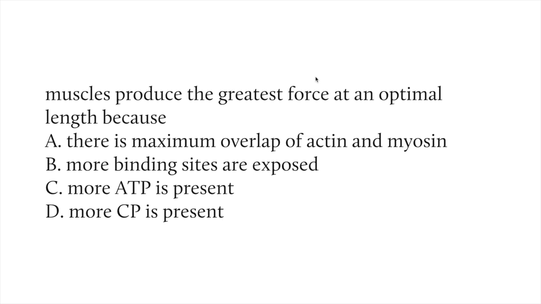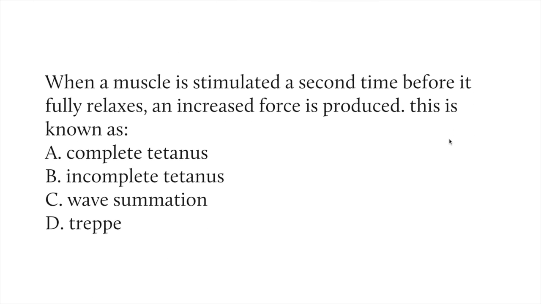So a review question. Muscles produce the greatest force at an optimal length because, and the correct answer is, because there is maximum overlap of actin and myosin. When a muscle is stimulated a second time before it fully relaxes and increased force is produced, this is known as, and this would be wave summation.